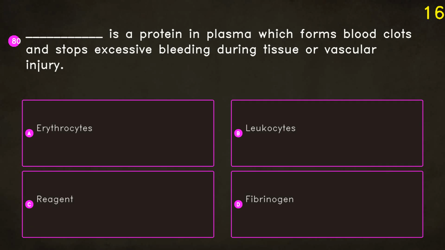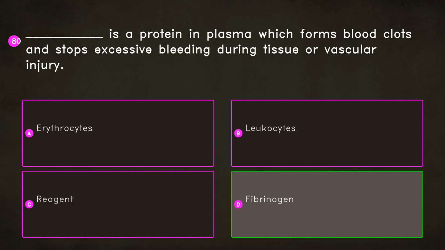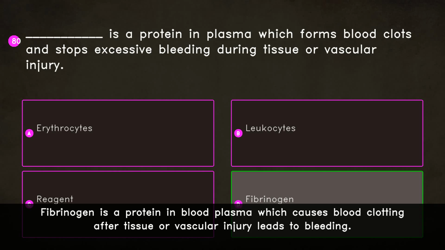Question 80. Blank is a protein in plasma which forms blood clots and stops excessive bleeding during tissue or vascular injury. A. Erythrocytes, B. leukocytes, C. Reagent, D. Fibrinogen. The correct answer is fibrinogen. Fibrinogen is a protein in blood plasma which causes blood clotting after tissue or vascular injury leads to bleeding.